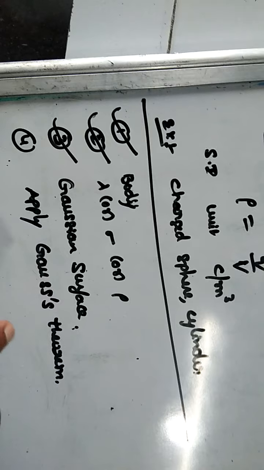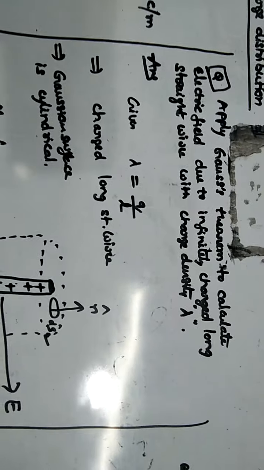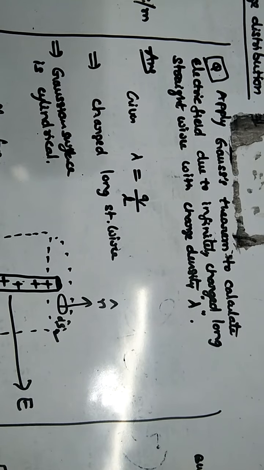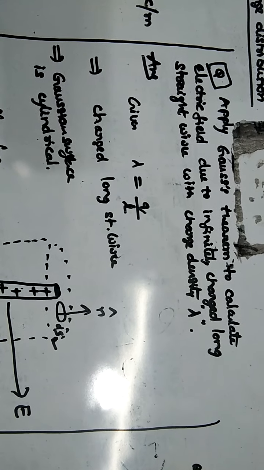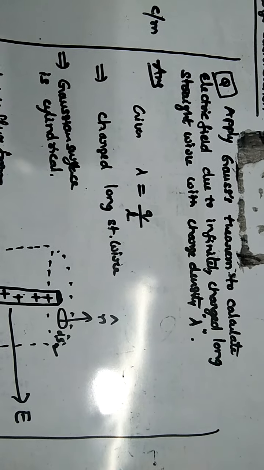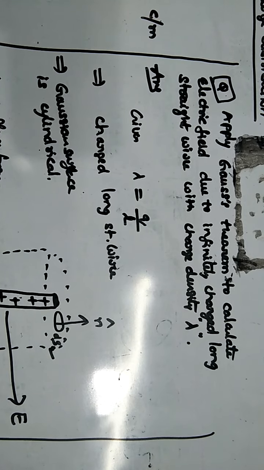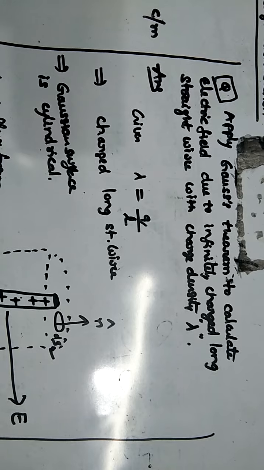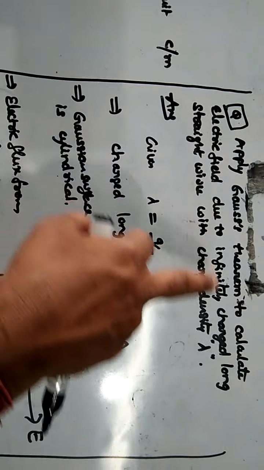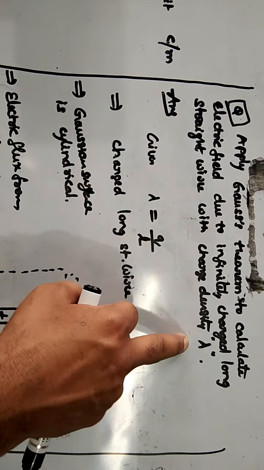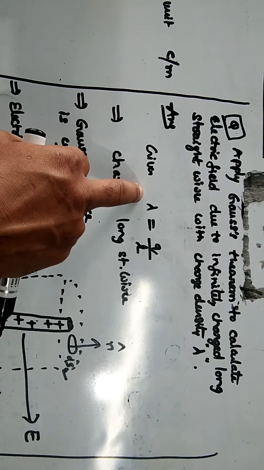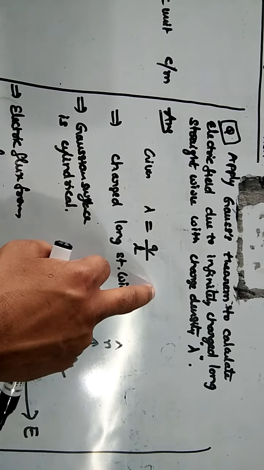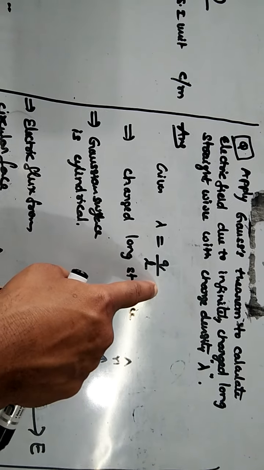Now I am going to explain the first application, that is, apply Gauss theorem to calculate electric field due to an infinitely charged long straight wire having a linear charge density lambda. Infinitely long charged wire like this. Already they are mentioning charged wire. It has lambda. So it is defined as lambda is equal to charge per unit length. Lambda is equal to Q by L. So this is the lambda.